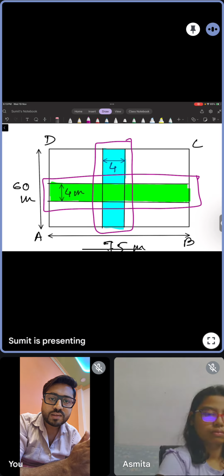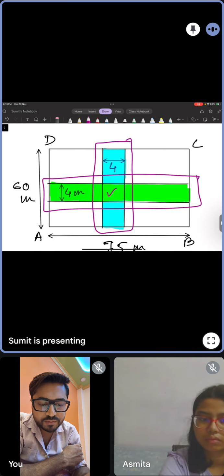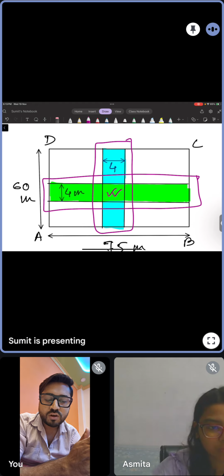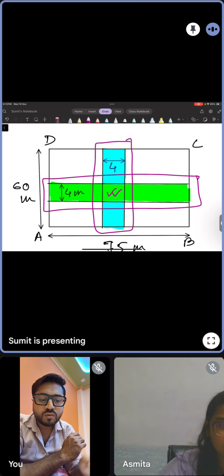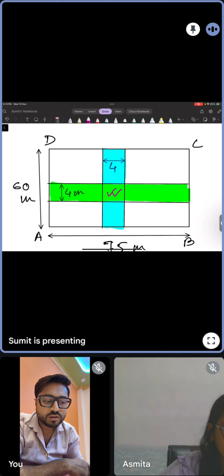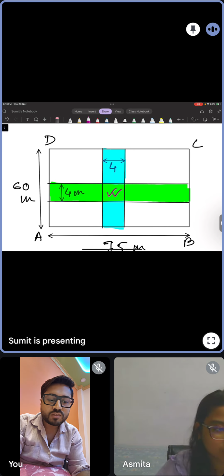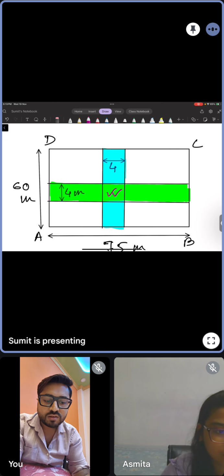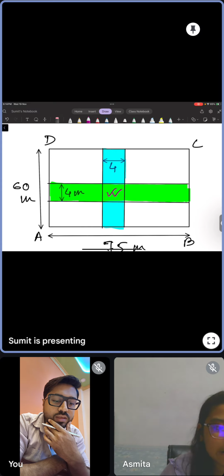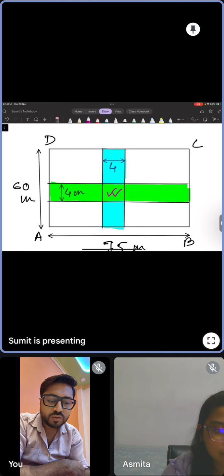So both the colors intersect at a point. This is called the area of the cross section. So the area of the cross section of the two paths will be a square. Why will it be a square? The reason is that the path will have a width of 4 meter all around it. So the middle portion that you can see over here, the middle one that I have just marked, will be a square, as the length and breadth will be 4 meter for this middle square.